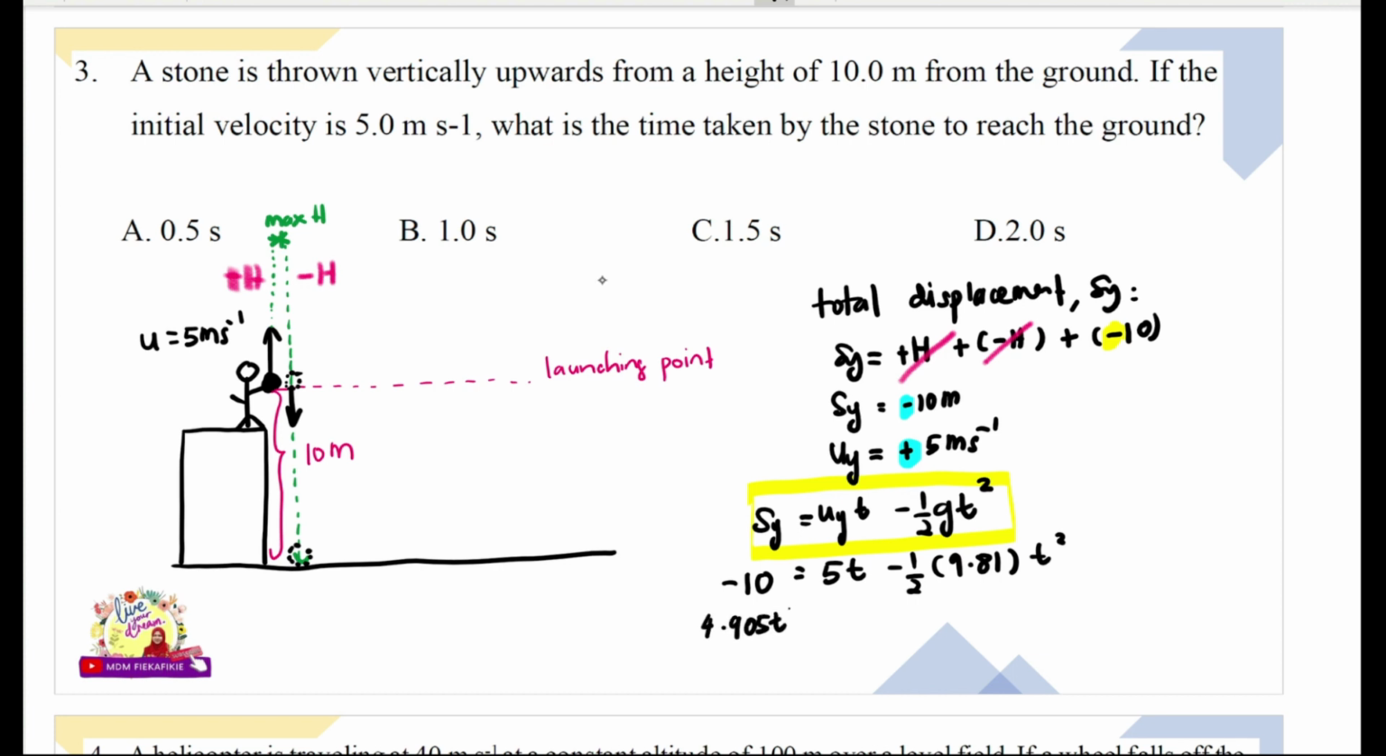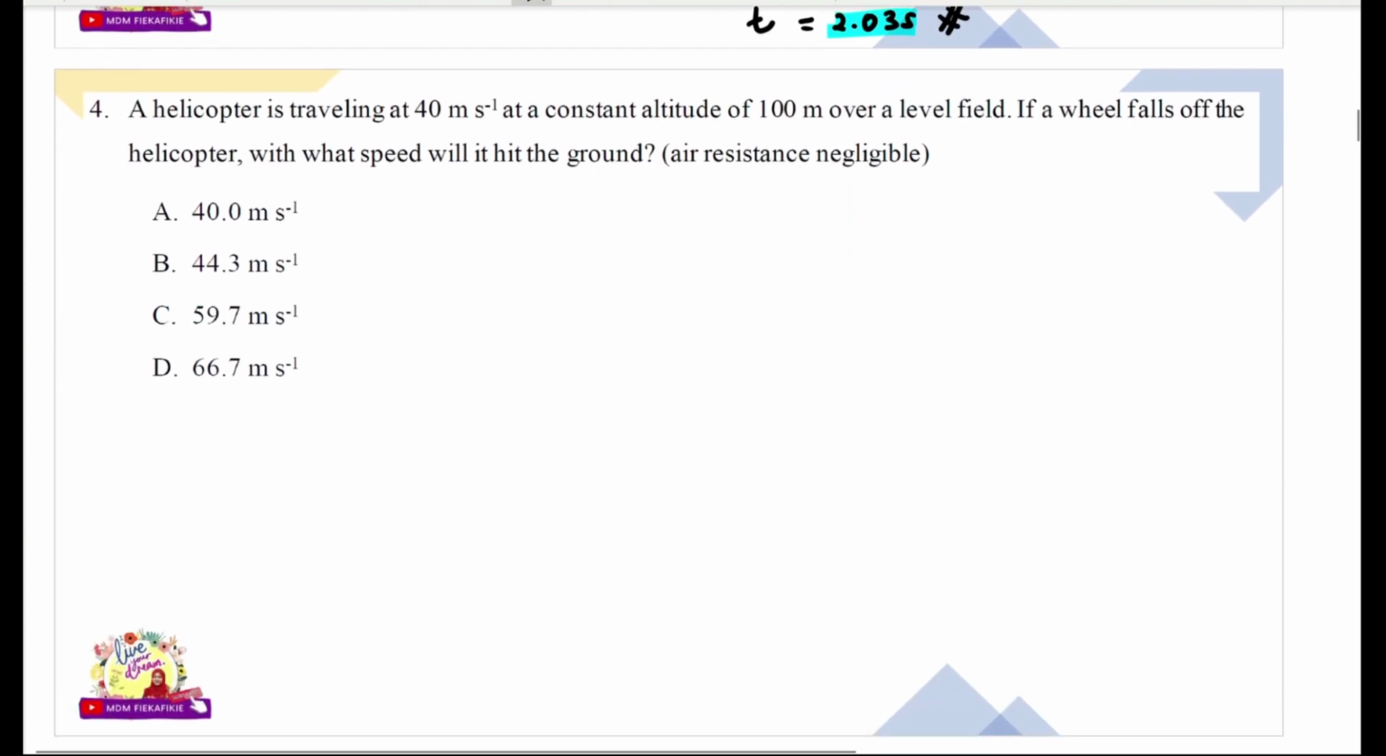Okay, so you rearrange that equation. Okay, so you akan dapat nilai T dia ada dua lah. Satu positif, satu you akan dapat negatif. Tekan kalkulator. So, ambil yang positif. So, T is equal to 2.03 second. Ini yang saya dapat. Okay. So, the answer is D. Boleh? Alright. Good.